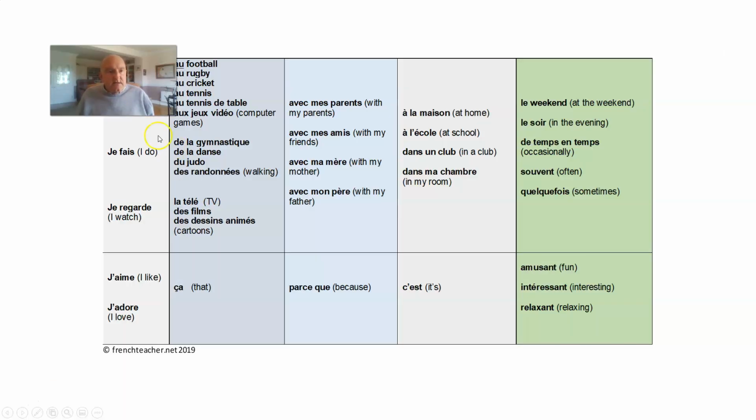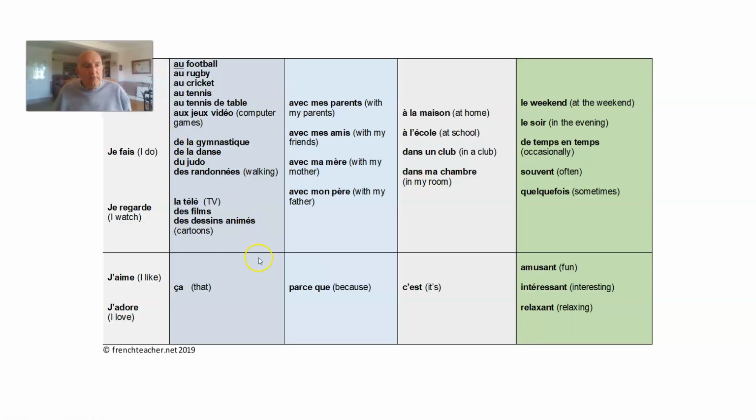And next, here's a slightly easier one, more for beginners. So this is about pastimes, for example, I play, I do, I watch, and so on.